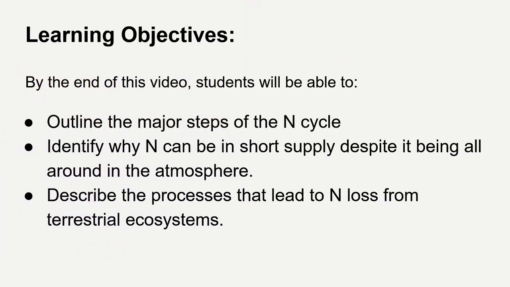By the end of this lesson, I want you to be able to outline the major steps in the nitrogen cycle, identify why nitrogen can be in short supply despite it being all around us in the atmosphere, and finally describe the processes that lead to nitrogen loss from terrestrial ecosystems.